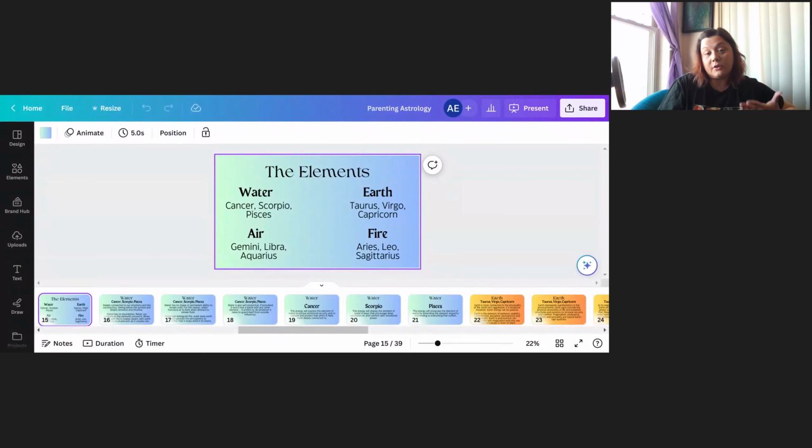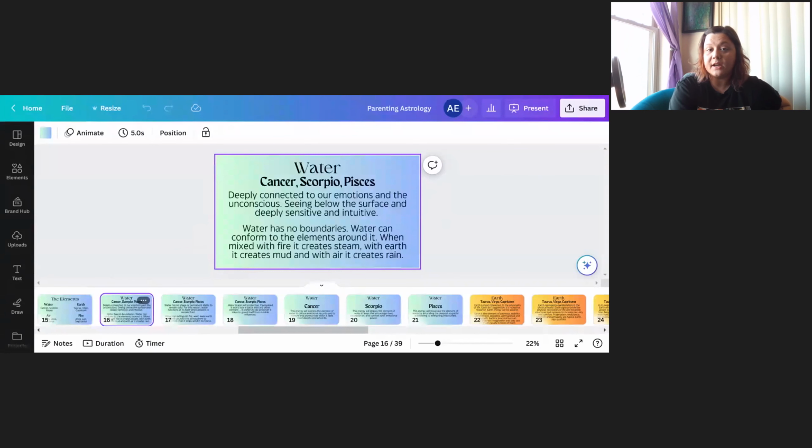All right, so now let us get to water first. So as I mentioned, water is Cancer, Scorpio, and Pisces energy. So water signs are deeply connected to our emotions and the unconscious. Seen below the surface and deeply sensitive and intuitive are general traits of water signs.